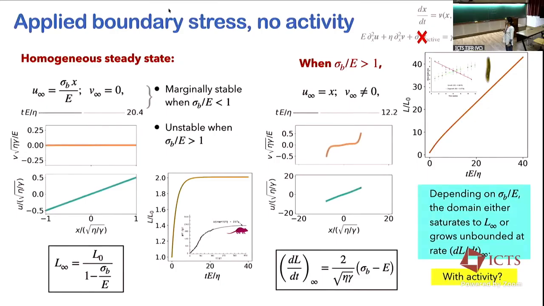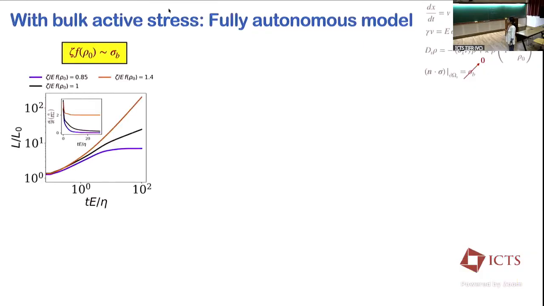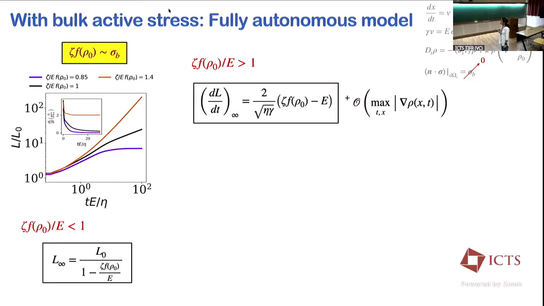So what happens with activity? Again, the two phases persist. You have something that grows for a while and stops, and something that keeps growing. But now the role of the applied boundary stress is played by the active stress at the boundaries. Again, one can compute the growth rates in the perennially growing phase and the final length in the stopping phase. The growth rate acquires some correction due to the gradients in the density field, which clearly will be minimized when kappa is large, which is what we see.